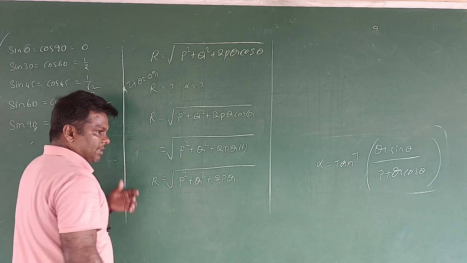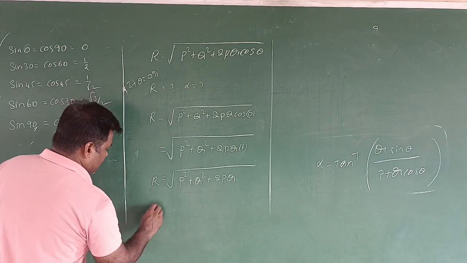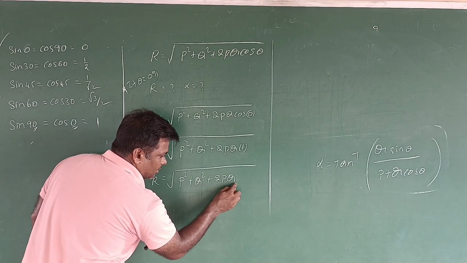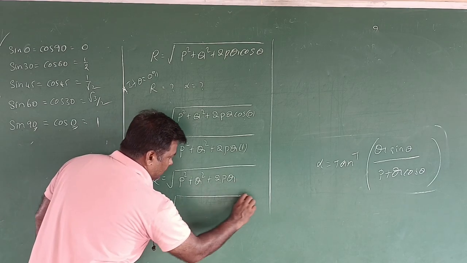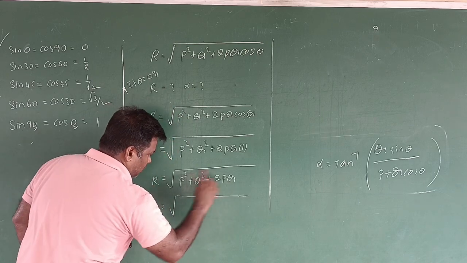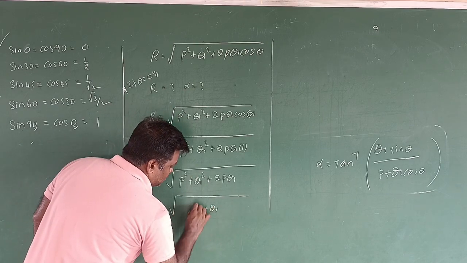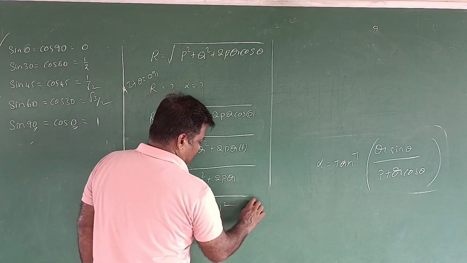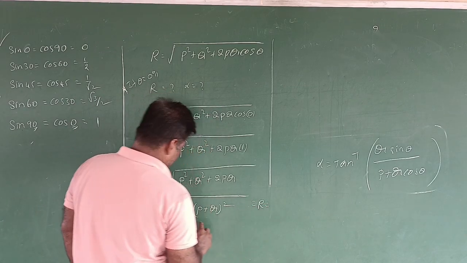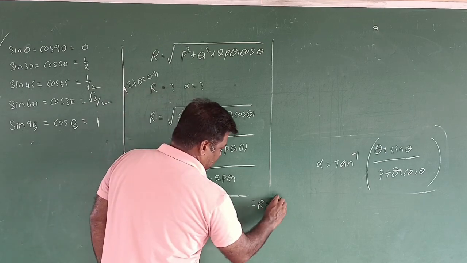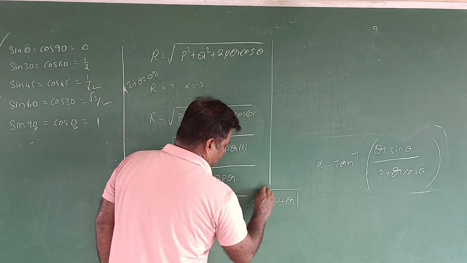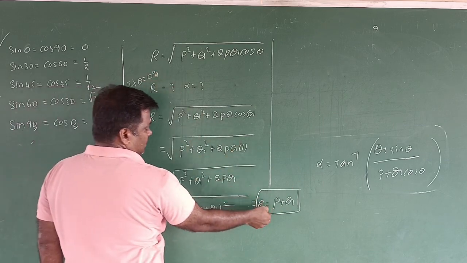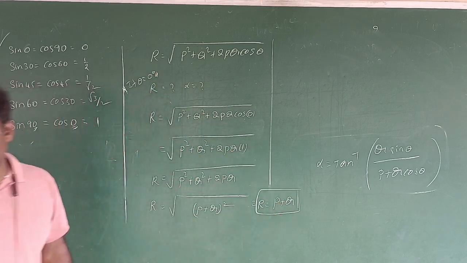Is it not like (a plus b) whole square, a square plus b square plus 2ab? If it is so, then you can write this whole term as (p plus q) whole square. Square root will get cancelled. Implies R is equal to p plus q. This is your resultant when theta is equal to 0. R is equal to p plus q.